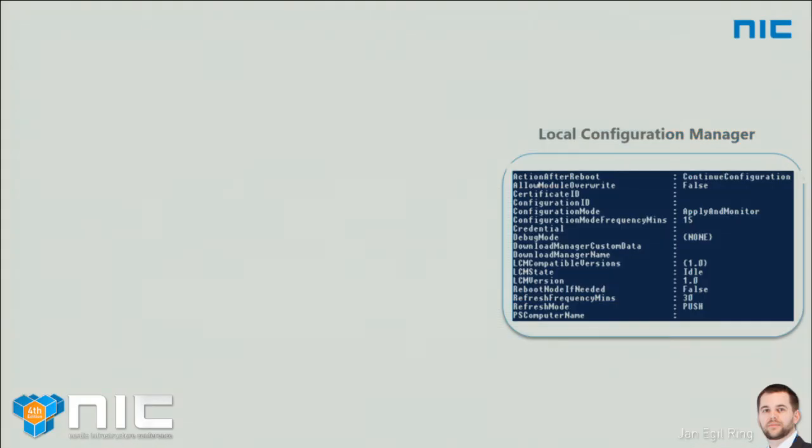Then I want to talk a little bit about the architecture of DSC. Here we're starting with the client side, which is called the local configuration manager. Here I'm just running a command called get DSC local configuration manager to show the settings from a managed node. So here you can see that we have settings such as refresh mode, almost at the bottom, which is currently set to push. But here you can change it to pull if you want to point to a pull server, for example.